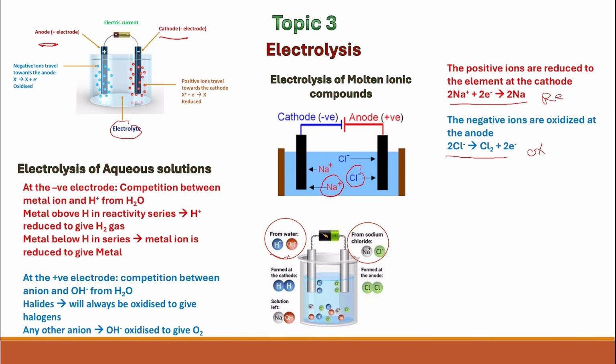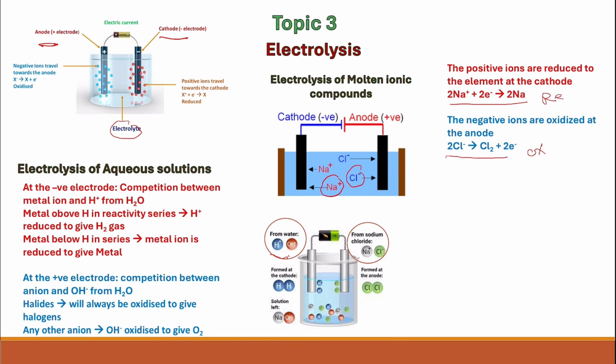Metal above hydrogen in the reactivity series will not be reduced. So if you have a metal like sodium, like iron, in the electrolyte, then the hydrogen is the one that's going to be reduced at the negative electrode, and the product will be hydrogen gas. And if the metal is below hydrogen in the reactivity series, mostly copper, then it's the one that is going to be reduced at the negative electrode to give you the copper metal.